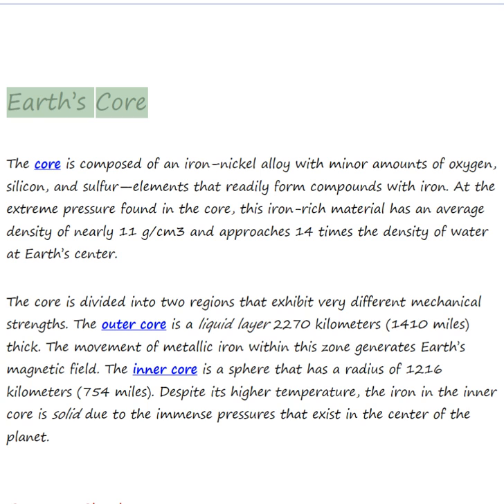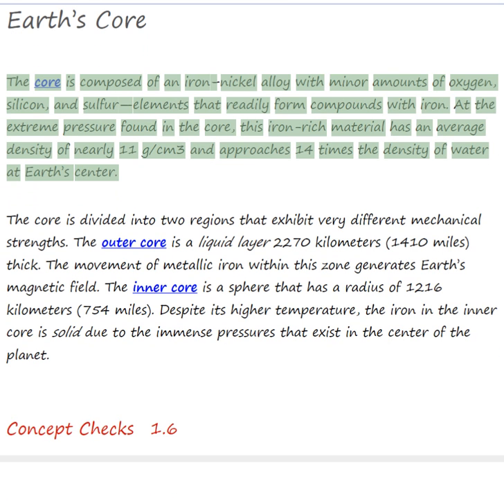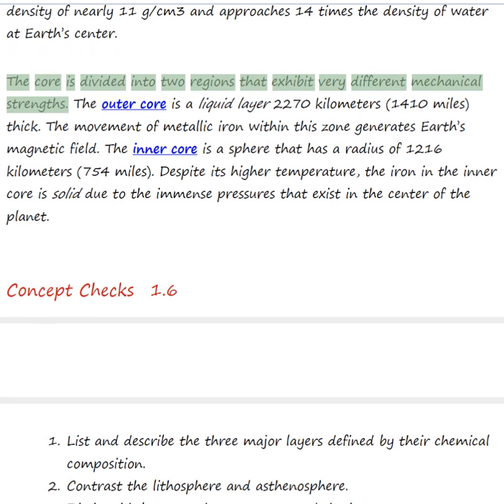Earth's core. The core is composed of an iron-nickel alloy with minor amounts of oxygen, silicon, and sulfur, elements that readily form compounds with iron. At the extreme pressure found in the core, this iron-rich material has an average density of nearly 11 g/cm³ and approaches 14 times the density of water at Earth's center. The core is divided into two regions that exhibit very different mechanical strengths.